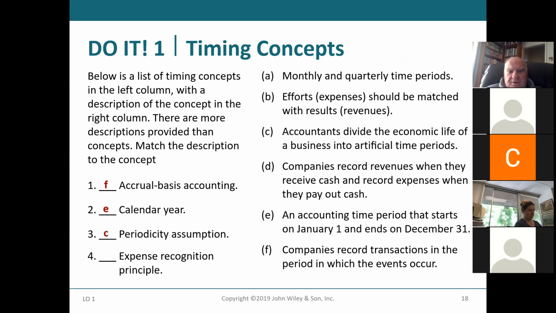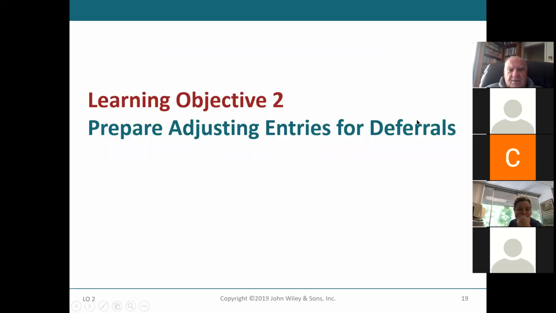Periodicity, that's going to be C, where you can divide a business up into different time periods. And the expense recognition principle, efforts should be matched with results. We're trying to match the revenues and expenses.